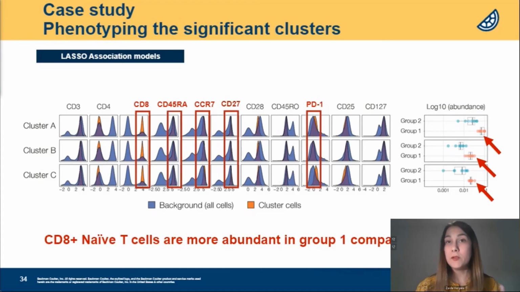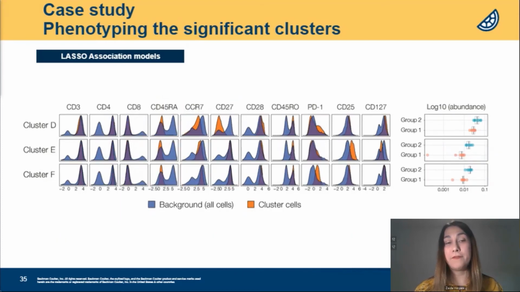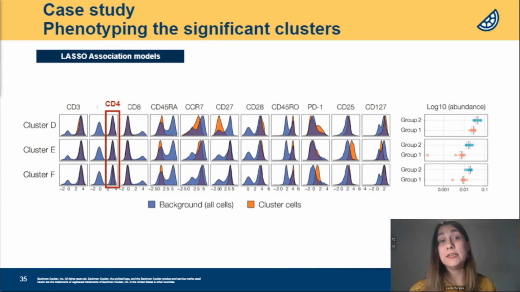Now let's have a look at our other three clusters, clusters D, E, and F. And again, we are going to have our histograms and the box plots. So let's have a look at the histograms. And again, we have the blue line for the background, meaning all the cells except the ones in the clusters, and in orange, the cluster cells. And we can see that in this case, the three clusters are CD4 positive cells. And for cluster E, we can see that those are going to be Tregs because they are highly expressing CD25 and they lack CD127.